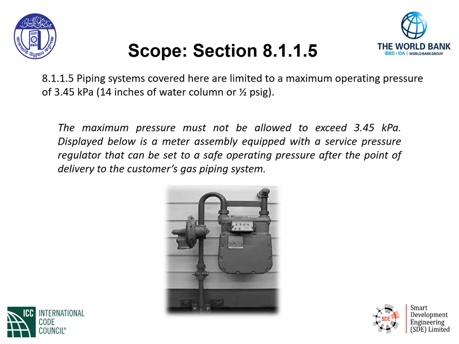Displayed below is a meter assembly equipped with a service pressure regulator that can be set to a safe operating pressure after the point of delivery to the customer's gas piping system. As seen clearly here, the gas supply emerges from the underground piping system. It goes into a valve, which is your service valve, and out of the service valve into the service regulator.